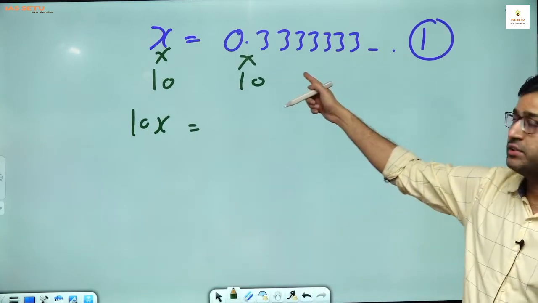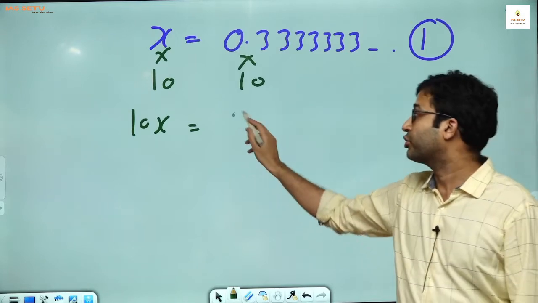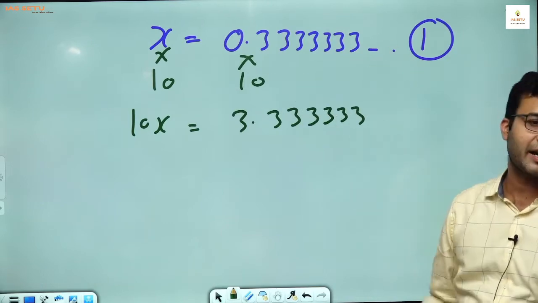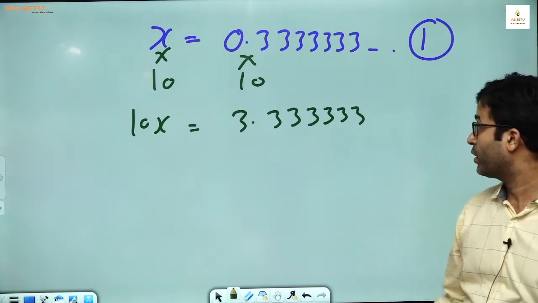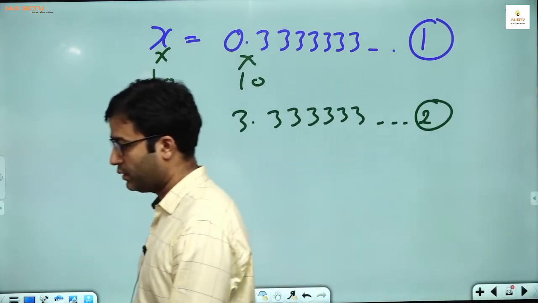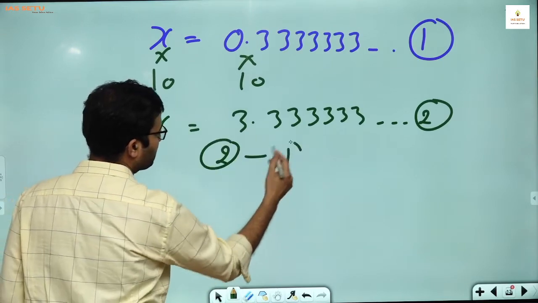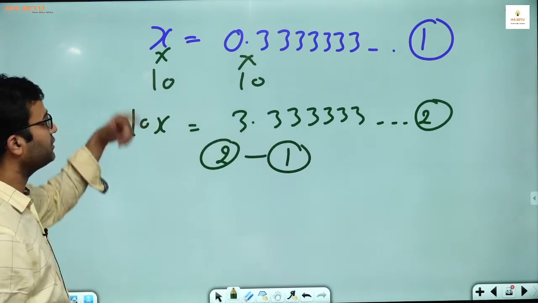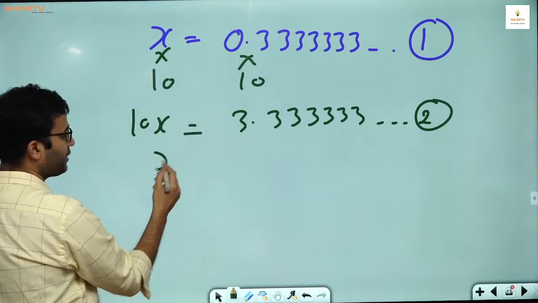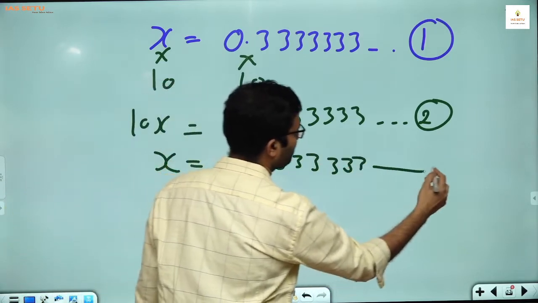So what will happen here? 0.333, when we multiply with 10, will become 3.3333. Your decimal will shift one place to the right because we multiplied with 10. This is equation number 2. Now what we will do: equation number 2 minus equation number 1. From this equation we subtract this. Equation number 1, I write here: x is equal to 0.33333.